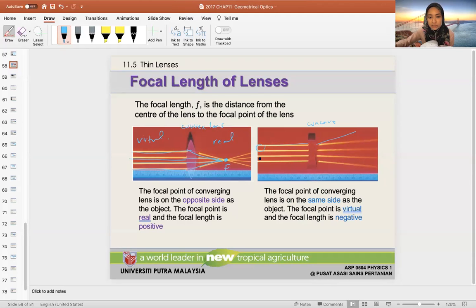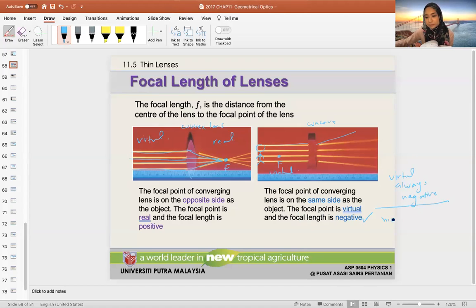So if your object is here, the focal point for a diverging lens will be at the same place. So it's a virtual focal point. The focal point is virtual and the focal length is negative. Anything that is virtual is always negative. This goes for both lens and also mirror. So virtual, always negative.